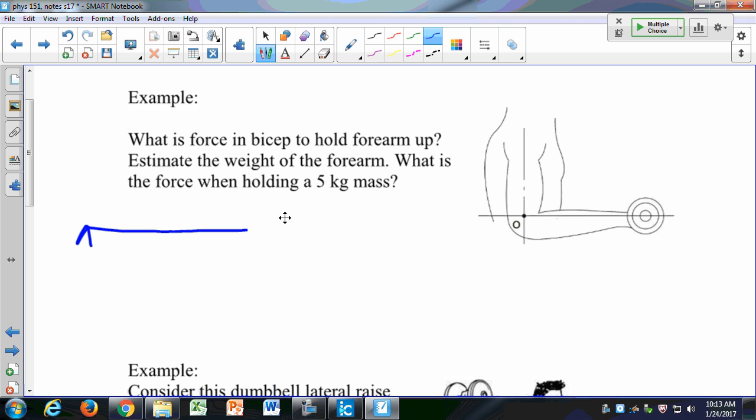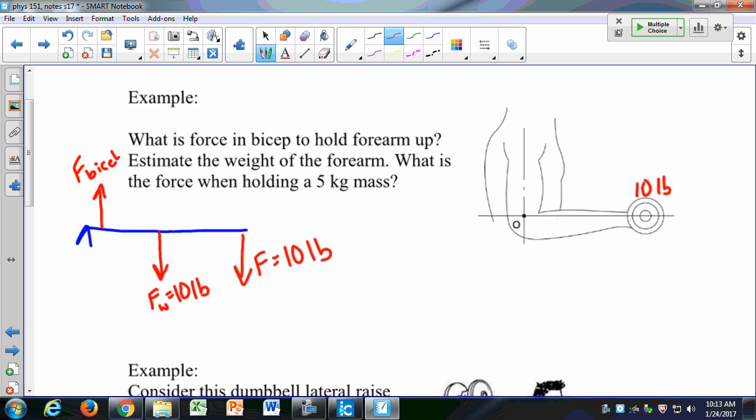Not quite, but almost. So where am I going to write those vectors? The dumbbell will be where? All the way to the end. So this is the force of the dumbbell. We'll say that it's 10 pounds. And then this is going to be the weight of the forearm. This is also 10 pounds. All right, so now, what is the force that's required right over here? This is the force of the bicep. This is the insertion point right here.